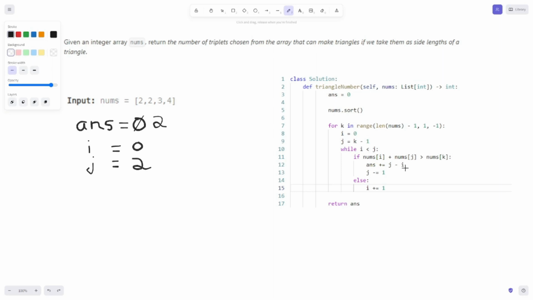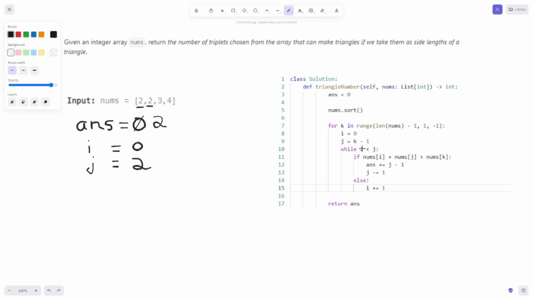Well, if you think about it, j is index 2 and i is index 0. So that means that the next value is also going to be greater than 4 because i is currently the smallest value and it's sorted. So that also means that 2 plus 3 again, that's 5, is greater than 4. Okay, and then we're doing the sliding window again, so j becomes 1 next, and i is still 0.